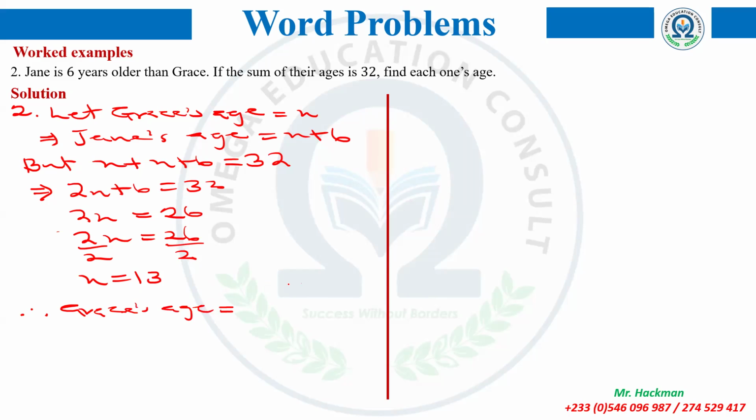That is X. And Jane's age will be equal to X plus 6, so that will be 13 plus 6, and that will give us 19 years. All correct, my professors? Yes. As simple as that. Is everyone okay?